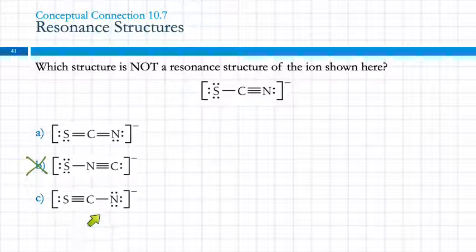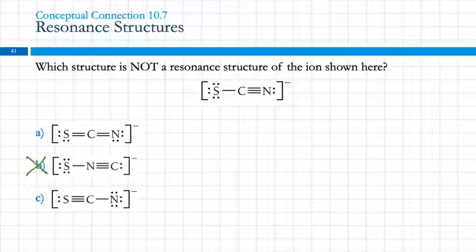How about this one down here? The atoms are connected the same way, but the triple bond's over here instead of over here. I could take this double bond and just move it over there, and adjust the lone pairs. And I could get that. This is just a choice of who do I give the triple bond to. This is also a resonance structure.